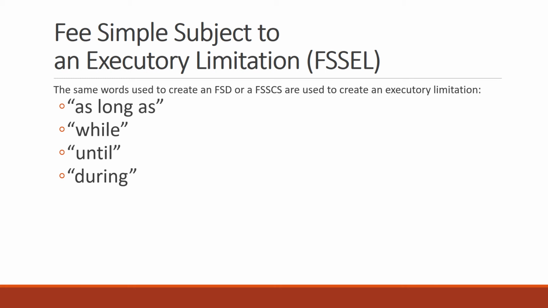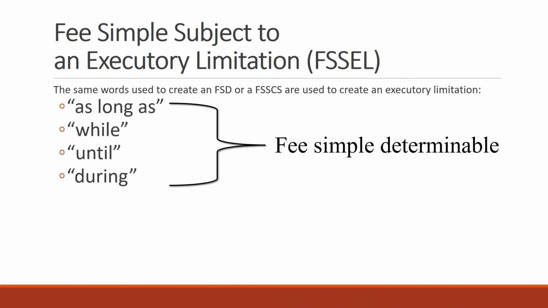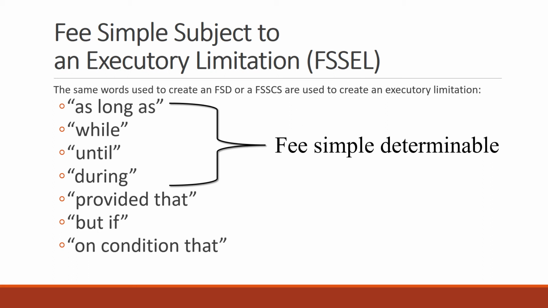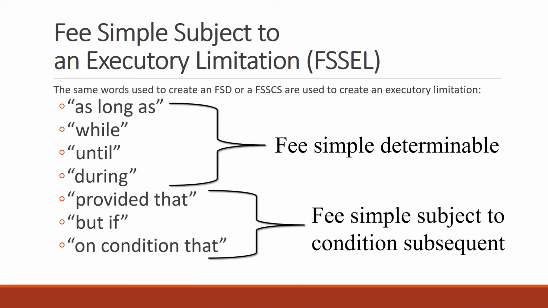Now, when we differentiated between a fee simple determinable or a fee simple subject to condition subsequent, we said that you can tell the difference depending on the type of language used. We said that "as long as," "while," "until," and "during" indicated that we have a fee simple determinable. Alternatively, we also said that "provided that," "but if," "on condition that" indicated to us that we have a fee simple subject to condition subsequent. Well, all of these words indicate that you have a fee simple subject to an executory limitation. The difference, so how do you tell the difference between an FSSEL and your fee simple determinable and your fee simple subject to condition subsequent, is who retains the future interest. Is it the transferor or is it a third party?